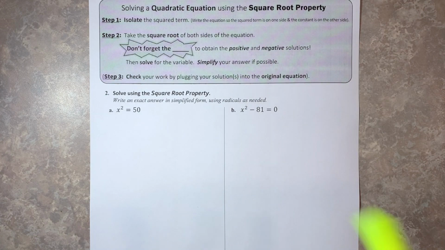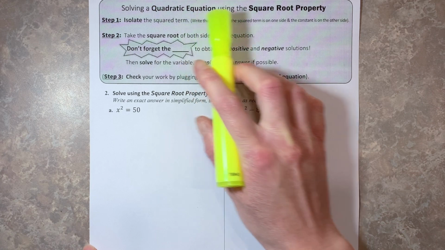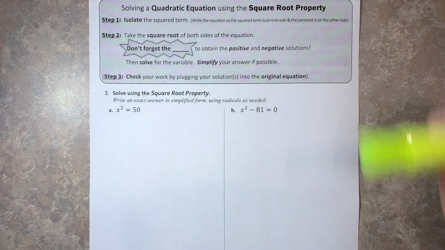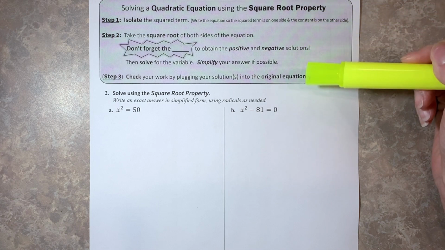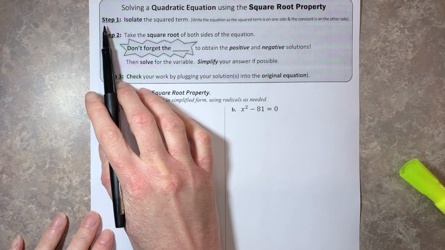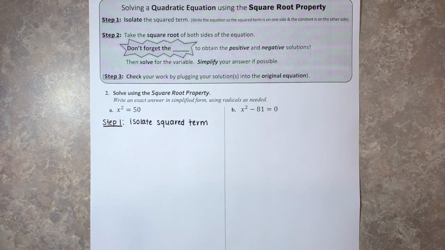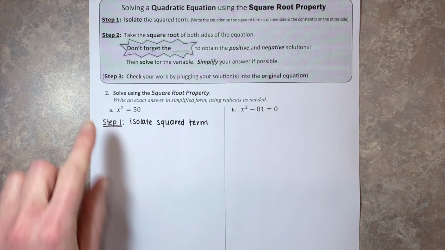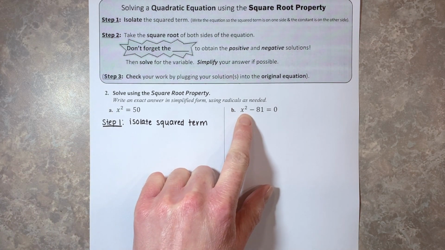So we can solve quadratic equations involving an x squared term using the square root property. And when we solve using the square root property, we're going to be following these steps here. Step 1, as it says here, we need to isolate the squared term. The squared term in these two problems is just the x squared. So here this x squared is our squared term, and here this x squared is our squared term.